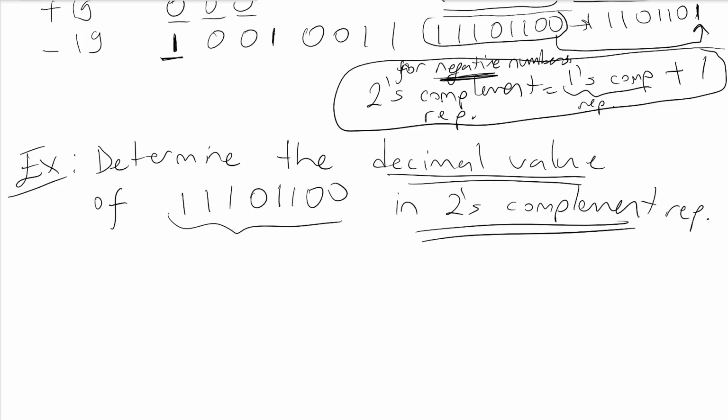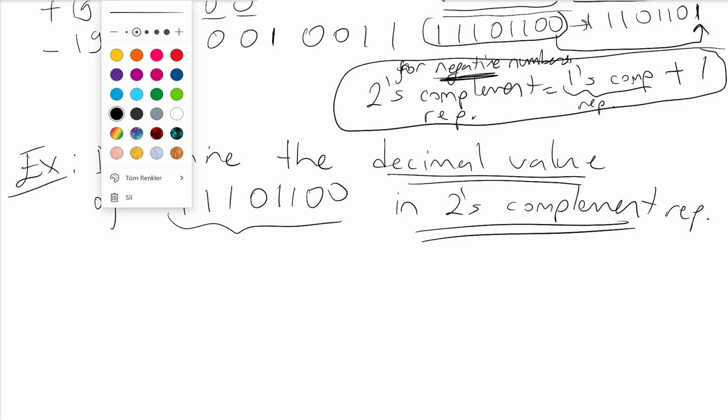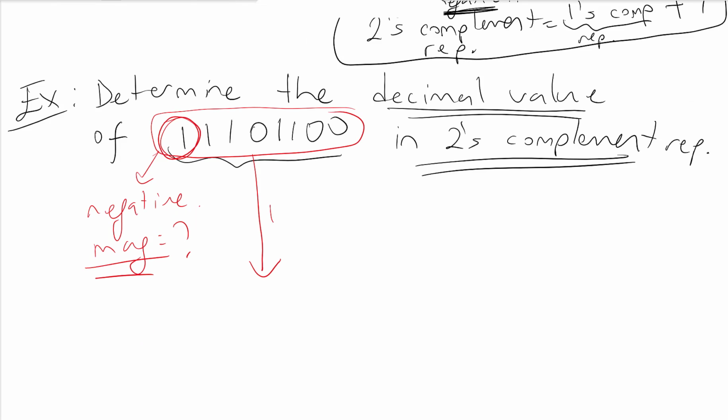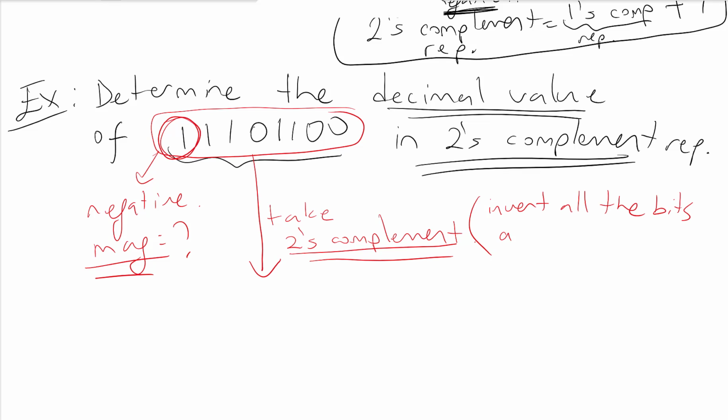We need to know the decimal equivalent number for this representation. So the first thing I need to make sure, what is the sign of this number? Is this a positive number or negative number? I look at the leftmost bit, so this is a negative number, right? But then what is the magnitude? To find out the magnitude, I need to take twos complement. So there are two things. One is twos complement representation, the other one is taking twos complement. Taking twos complement means invert all the bits, then add 1.